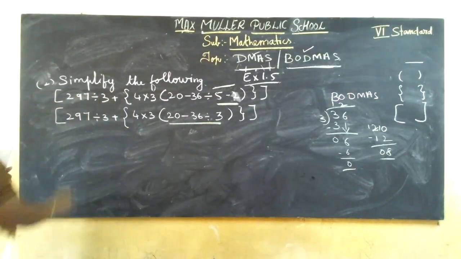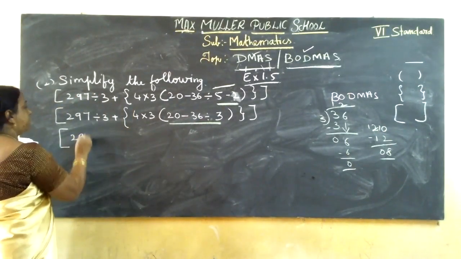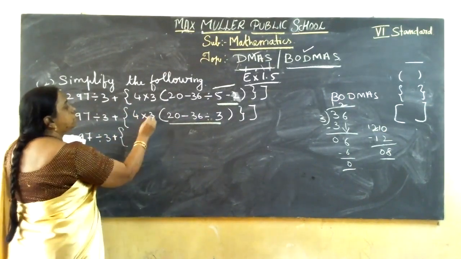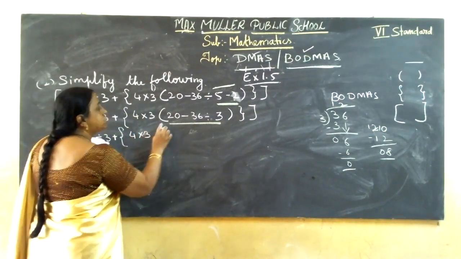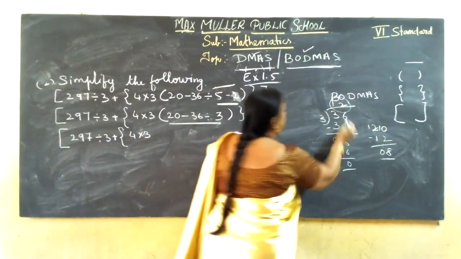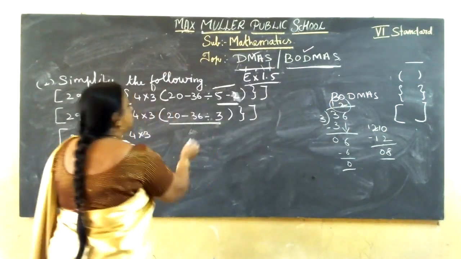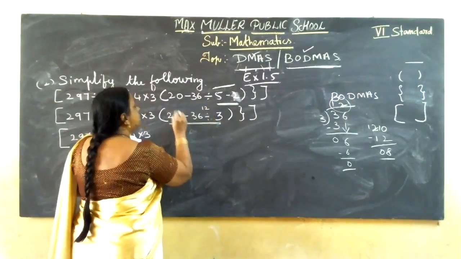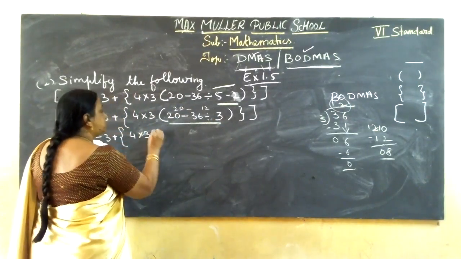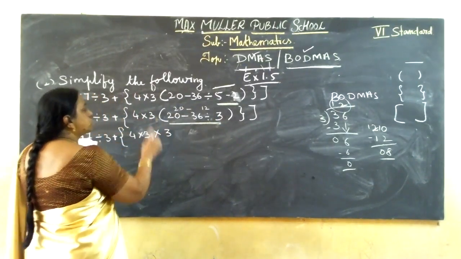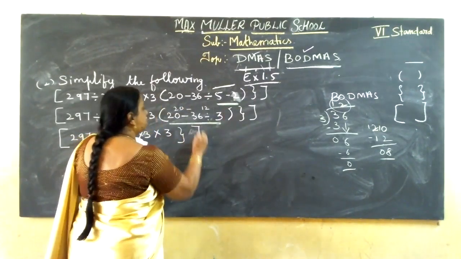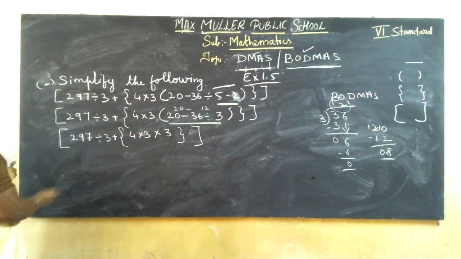Remaining all copy as it is. Open square bracket 297 divided by 3 plus open curly bracket. Here 4 into 3 as it is. We solved this. So what answer we got? 20 minus 12 equal to 8. So here if you divide, you will get 12. Here 20, 20 minus 12 gives 8. So here no sign. So what you should do? Into 3. If it is no sign, that means multiplication. 3. Now this bracket over. Close curly bracket. Close square bracket. Over.